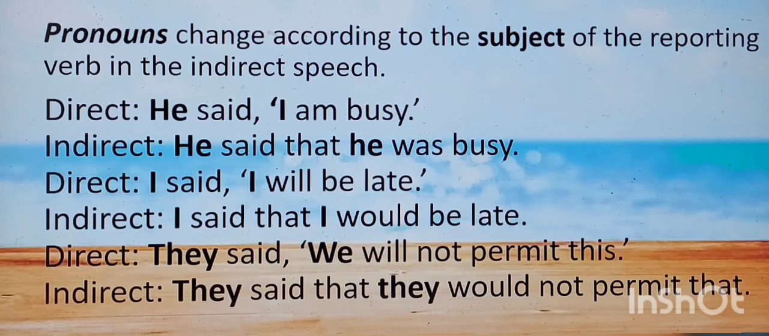The next one, they said, "We will not permit this." Answer, they said that they would not permit that. So who said it? They said. Now in the answer, we can't say they said that we would not permit that. Think carefully. They said. So it would be they said that they would not permit that. Fine?